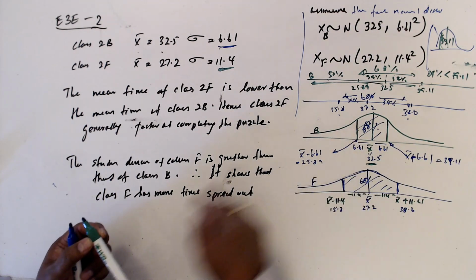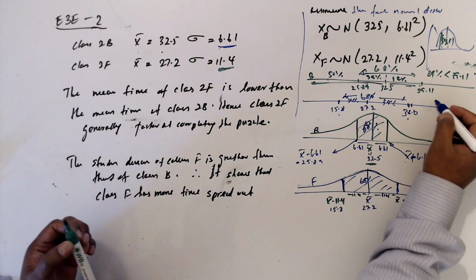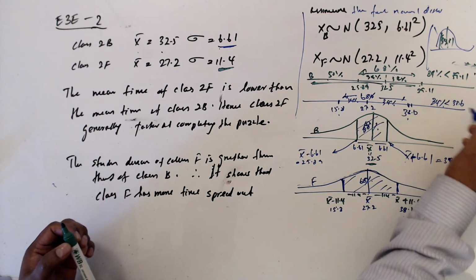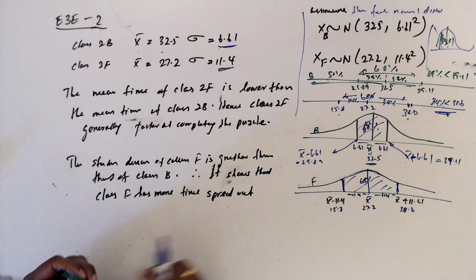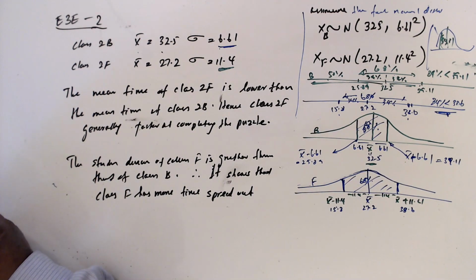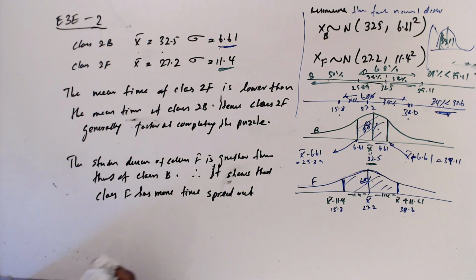So the same as here, 84% of data less than 38.6. If you can't understand this one, just leave it. You may understand in the future with other topics.